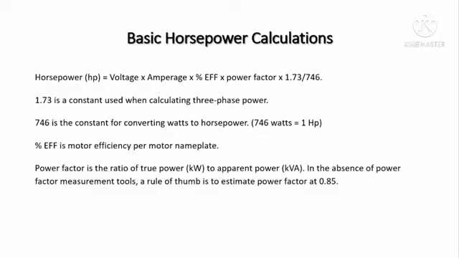Basic horsepower calculations. Horsepower HP equals voltage times amperage times efficiency percent times power factor times this constant value. Power factor is the ratio of true power in kilowatt to apparent power in kilovolt ampere. In the absence of power factor measurement tools, a rule of thumb is to estimate power factor at 0.85.